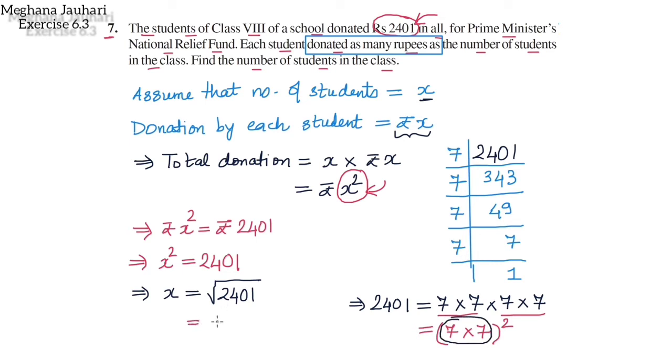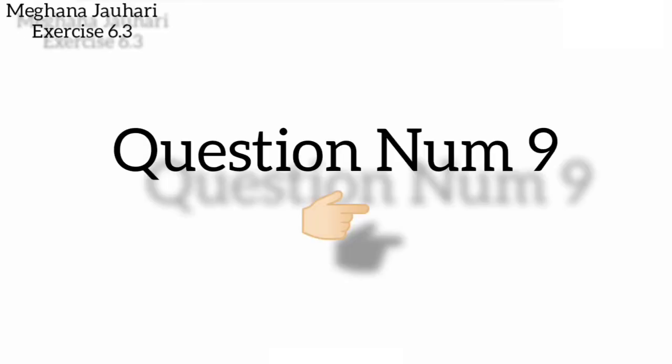So here we can write the square root of this is 7 into 7, that is equals to 49. Understood? Therefore we can see that the number of students in the class was 49 and the donation by each student was 49 rupees. So the answer for this question is 49 students, and in this way we will solve this type of questions. So for better understanding, try to do more practice of statement type questions. I hope you have understood this part.